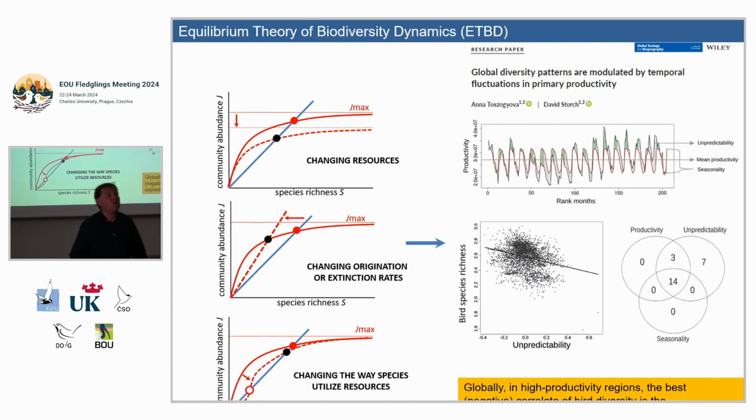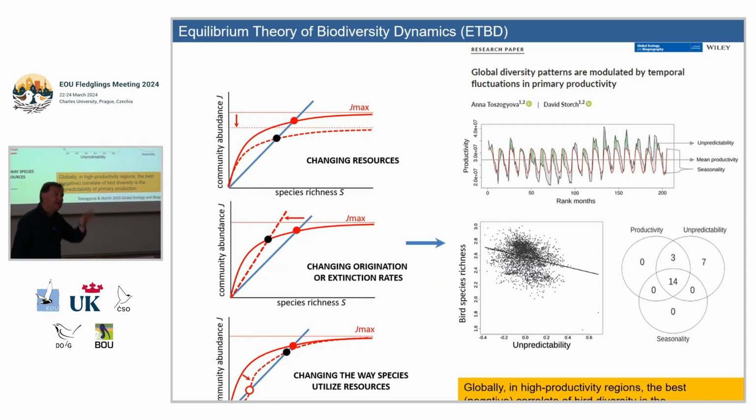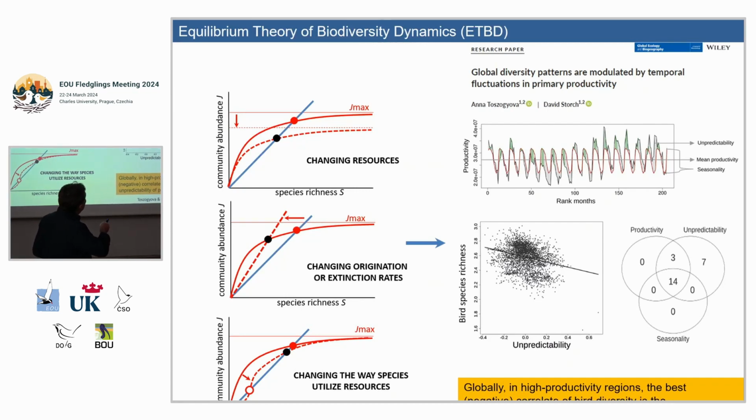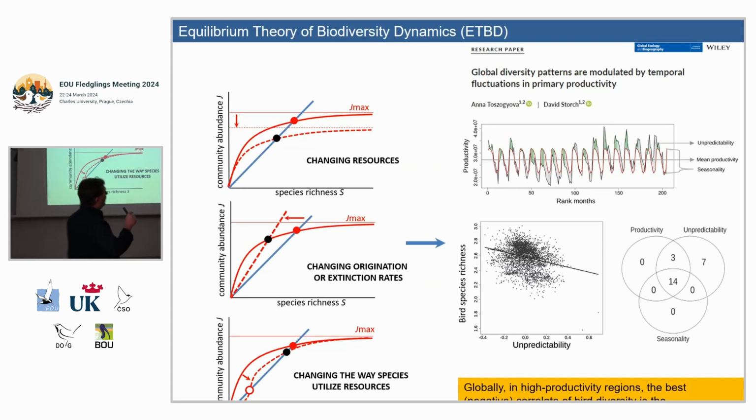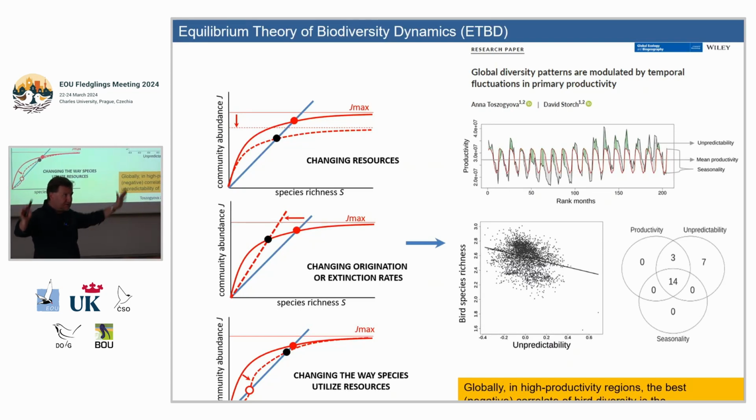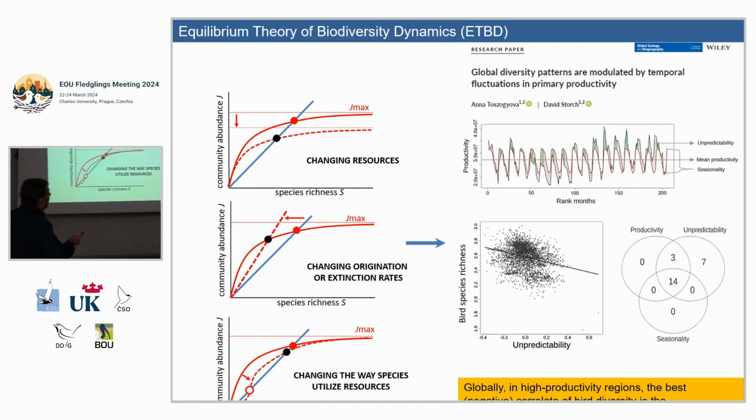Based on these ideas, that it is not only about the amount of resources, but about their stability, we tested the prediction that diversity should be affected not only by the total amount of resources, productivity, but also by its variation. And the variation can be decomposed into various dimensions like seasonality or unpredictability. And again, to make a long story short, we have shown that at least for the most productive regions, the strongest effect on diversity is actually unpredictability of the resource level, basically these green areas. The higher unpredictability means lower species richness.